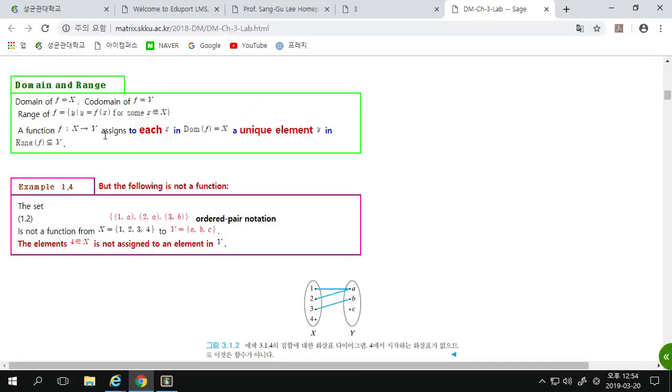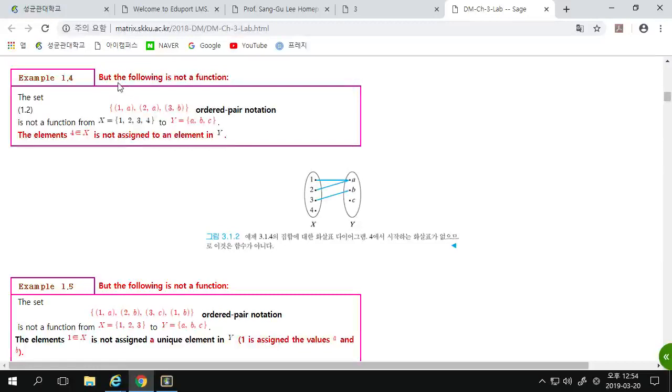The important thing is that a function f assigns to each x in the domain a unique element y in the range. This is a very important concept. This is an example which is not a function. Here, 1 goes to a, 2 goes to a, and 3 goes to b. This looks okay, but 4 has no image. There's no image of element 4 in the domain, so it does not satisfy the definition, because element 4 is not assigned to an element in Y. So this is not a function.